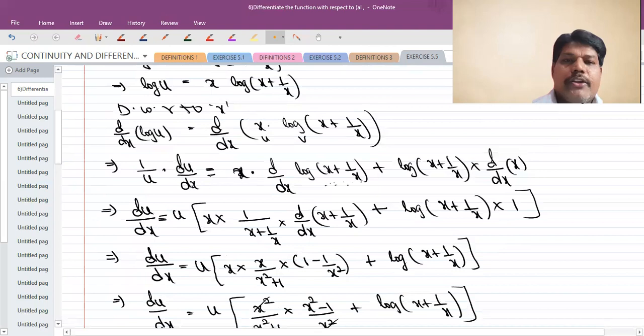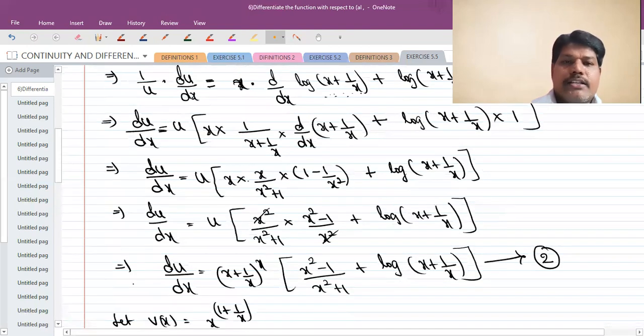Just apply the derivative here. It is the uv formula. Apply that one. X into derivative of log x is nothing but 1 by x into derivative of x plus 1 by x, plus log of x plus 1 by x into derivative of x. Derivative of x is 1. So here take the LCM, x square plus 1 by x. Please take this x to the numerator. So it will become x by x square plus 1. Here derivative of x is 1 and 1 by x derivative is minus 1 by x square.